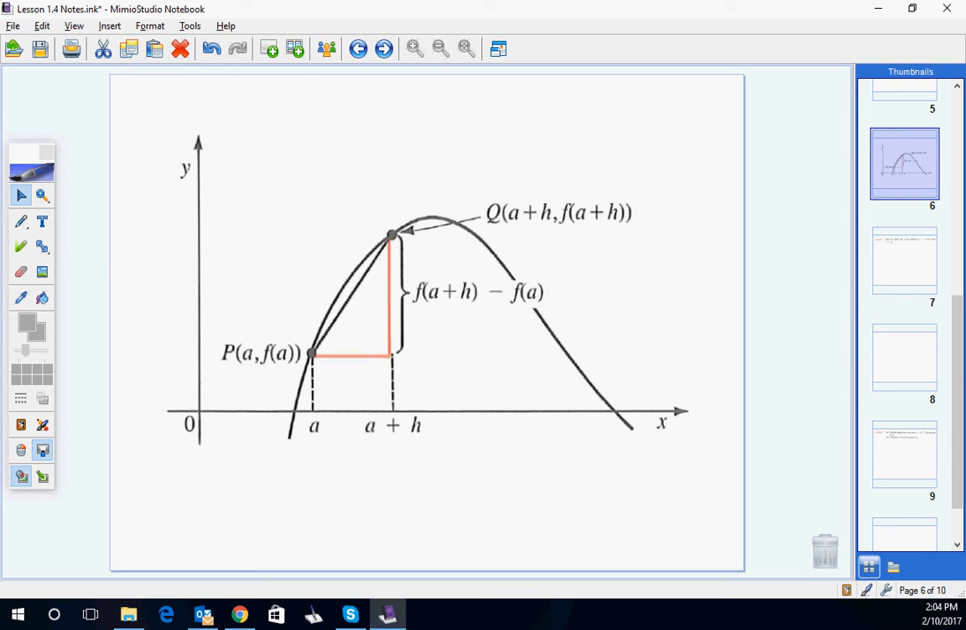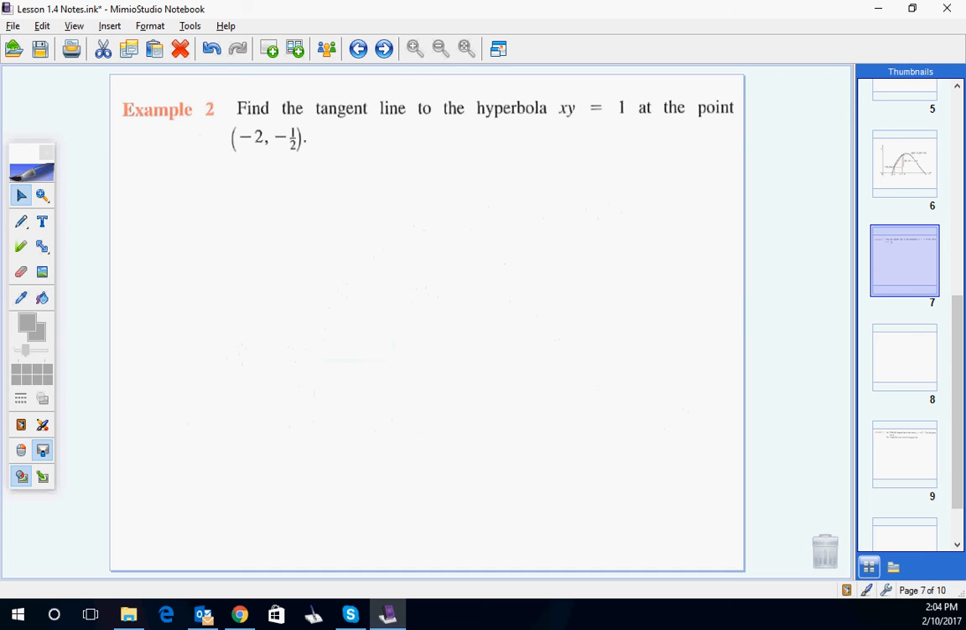So this one, okay, find the tangent line to the hyperbola xy equals 1 at the point. So first off, what's alarming here? When you first look at this, what are you going to do? Yeah, hyperbola, I don't know what the heck that is, number 1. Okay, good.